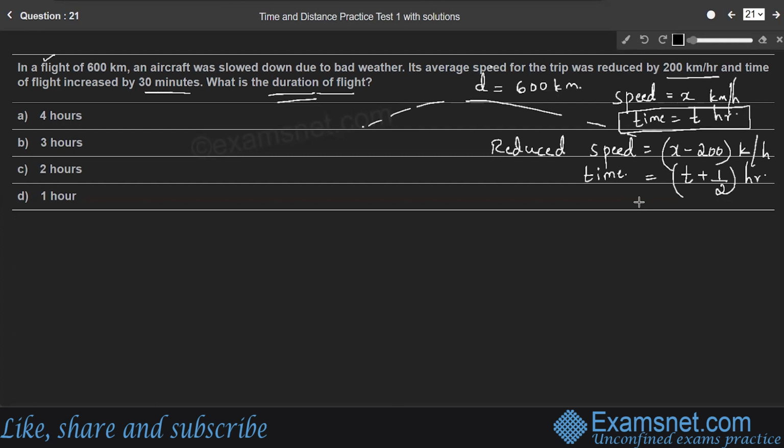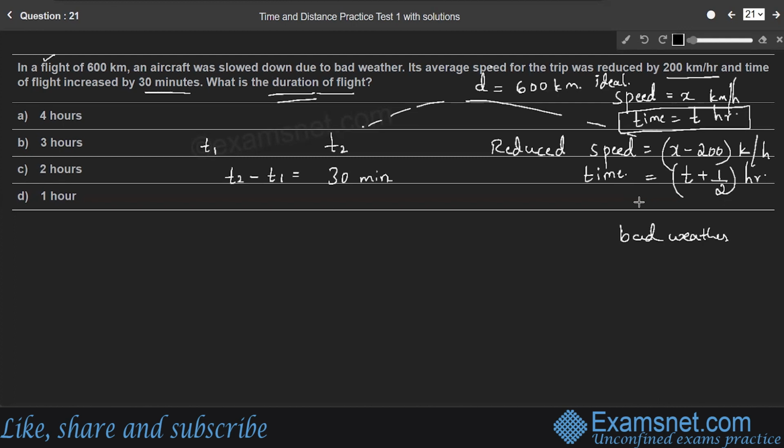Either you can consider the difference in the time durations. If you consider t1 and t2 as the time taken by the flight in two different situations, in ideal condition let it be t1, and due to bad weather, the time taken by the flight be t2. Then, because due to bad weather the flight takes more time, t2 minus t1 is equal to 30 minutes or half an hour.